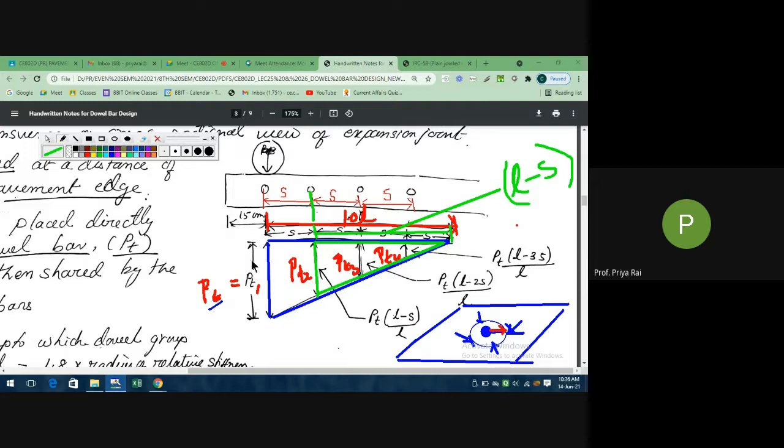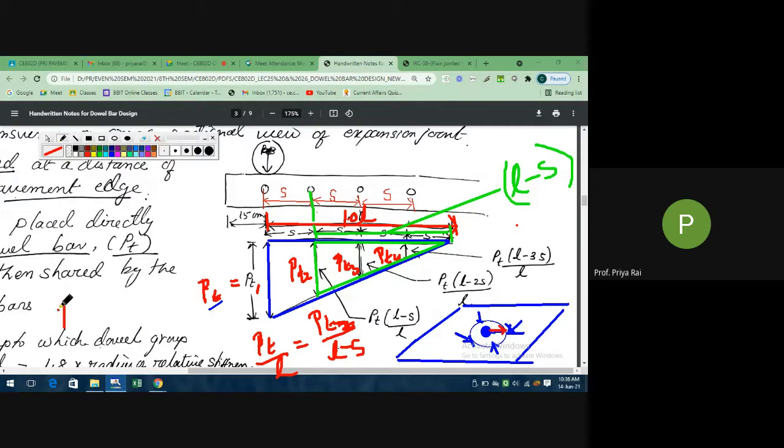For green, the base is L minus S. For blue, the base is L. For green, the height is PT2, and for blue, the height is PT. So can we use the similar triangle formula? PT, the height of the bigger blue triangle, divided by the base of the bigger triangle, which is L, equals the height of the smaller triangle, PT2, divided by the base of the smaller triangle, which is L minus S.